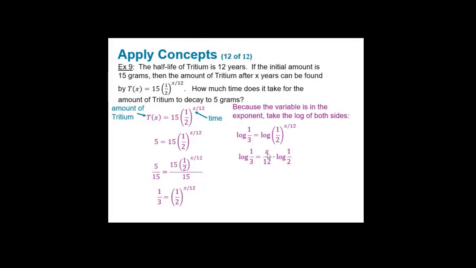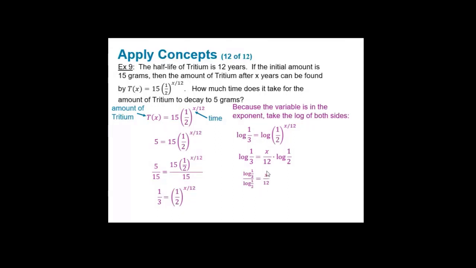So I want to isolate this X, at least it's out of the exponent. So that helps me. So I started by getting rid of this log of 1/2 because this is just a number. So I'm going to divide both sides by log of 1/2. So if I divide both sides by log of 1/2, that means they're going to cancel on the right and I just have X over 12 left. So on the left side, I still have my log of 1/3 but now I'm going to divide that by the log of 1/2.